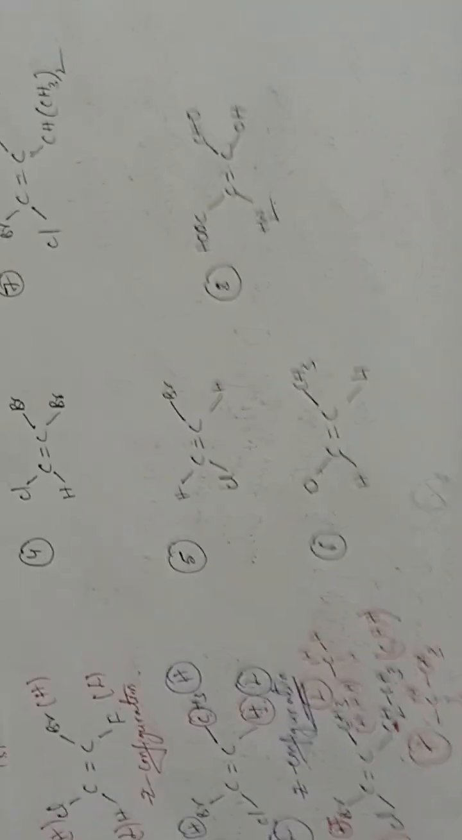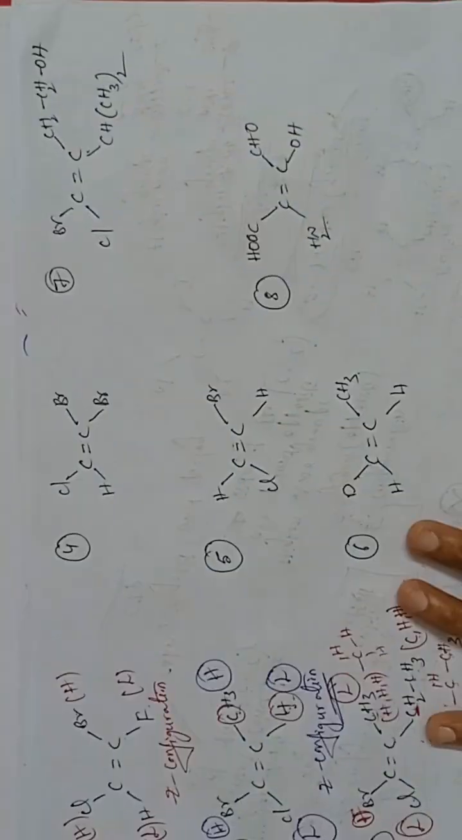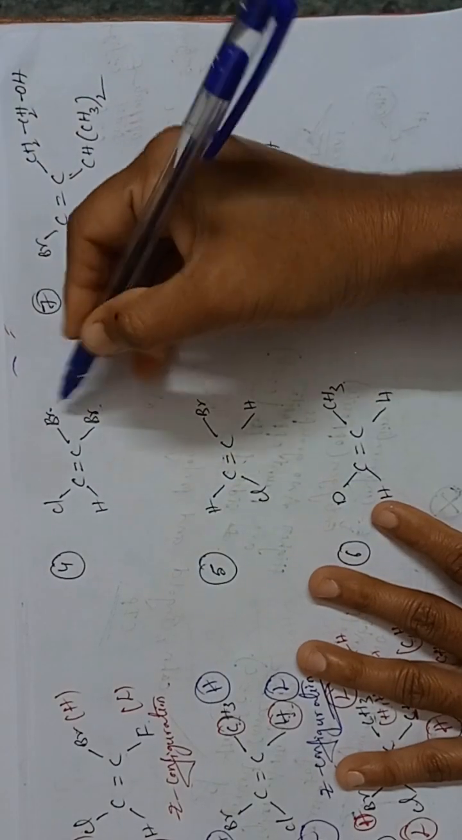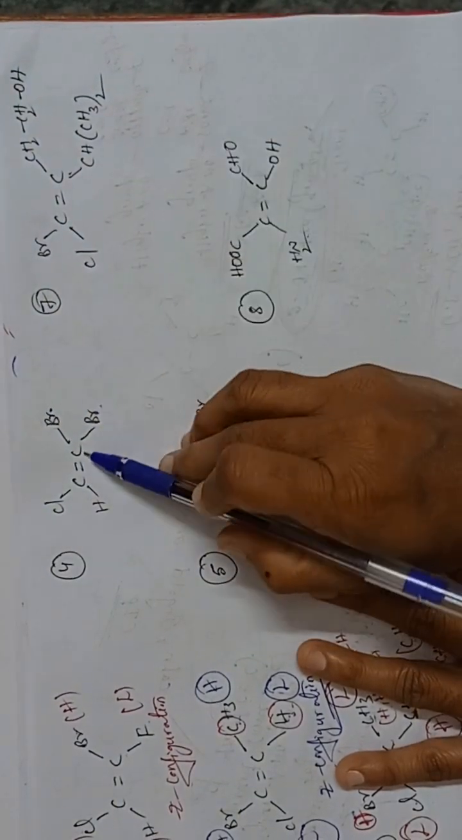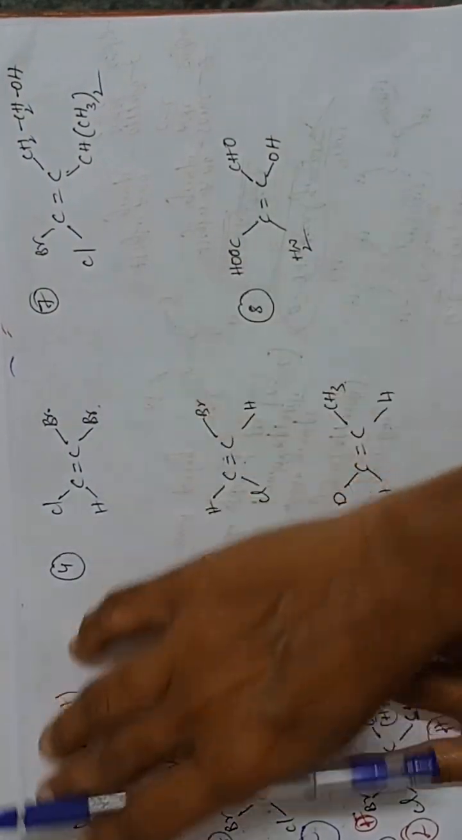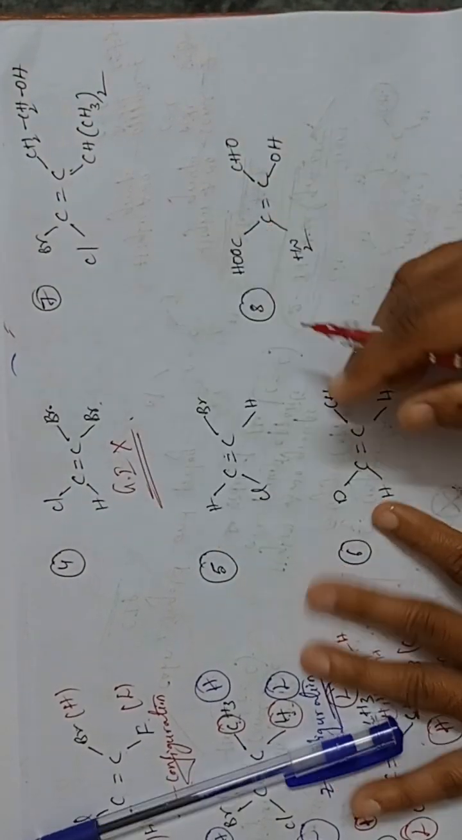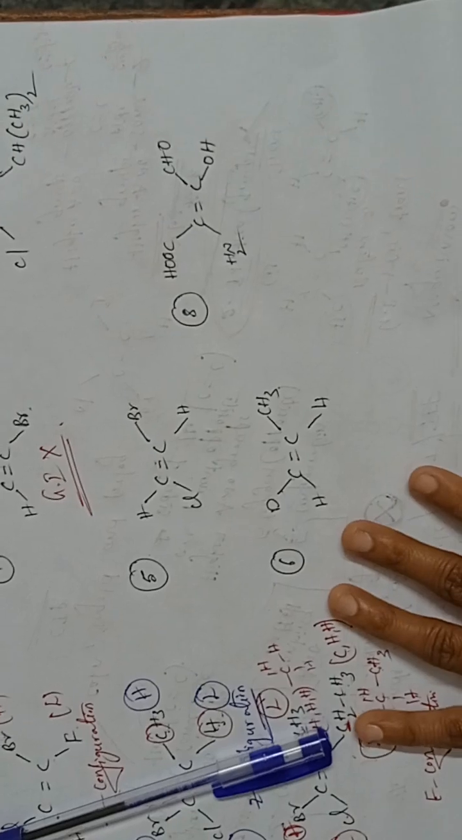Now, do all these examples, students. See the next example: a double bond C, with bromine here. Here, bromine, two identical atoms are attached to the carbon. So it does not exhibit geometrical isomerism. Geometrical isomerism is not possible. Does not exhibit.